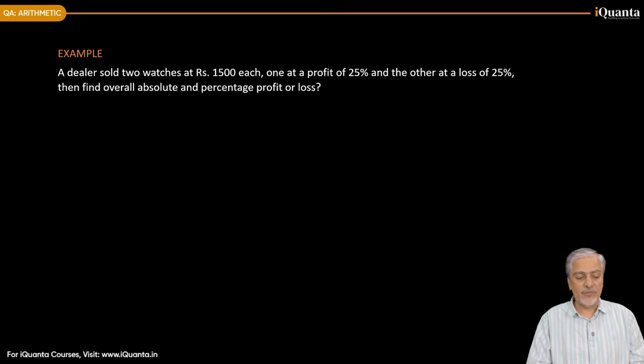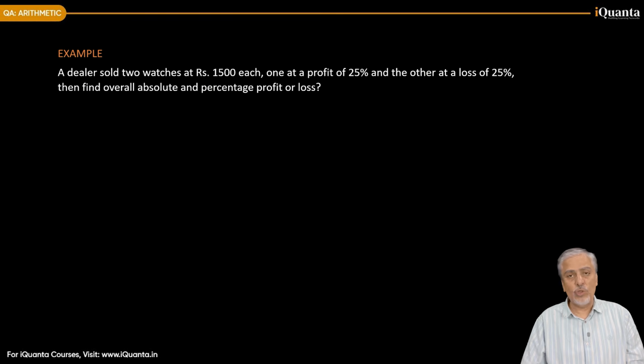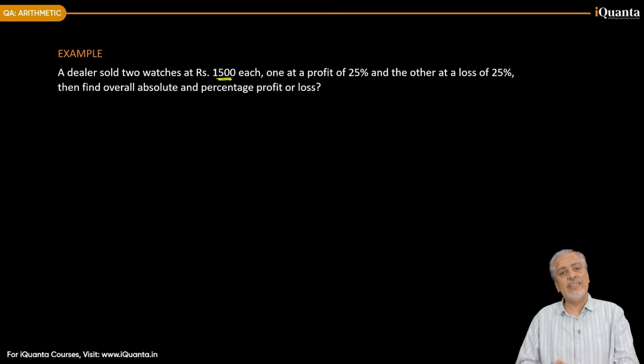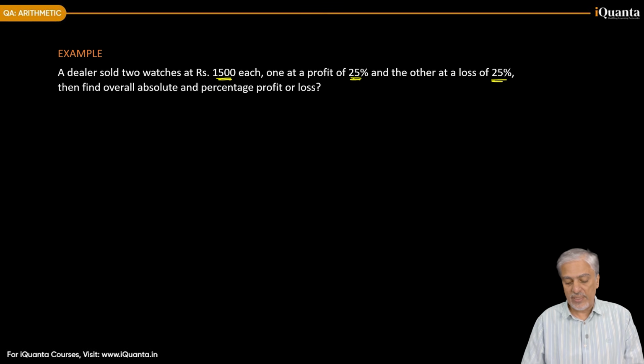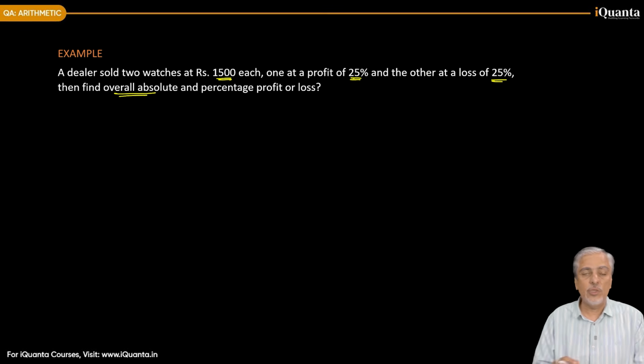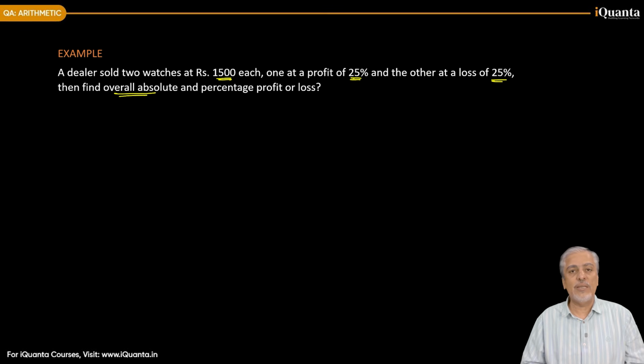So let's take the first example. They've told us that a dealer sold two watches at rupees 1500 each. That means the selling price of the first watch is 1500. Selling price of the second watch is also 1500. One at a profit of 25% and the other at a loss of 25%. Find the overall absolute and percentage profit or loss. So there are two parts I want. First of all, is there a profit? Is there a loss? I want the percentage profit and loss and the overall absolute profit and loss. So let's see how you go about it.